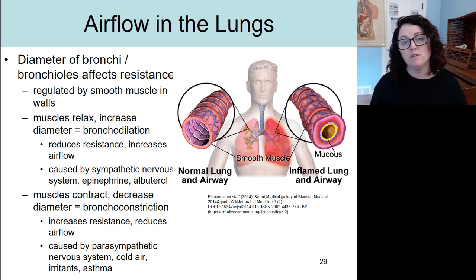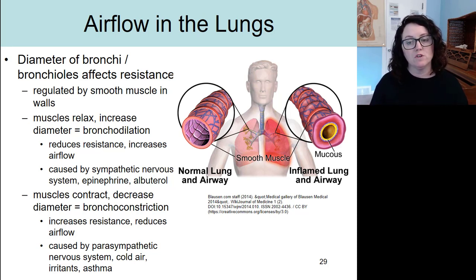The sympathetic nervous system can signal bronchodilation, and this is important for things like when we're exercising and we need to get more airflow into the lungs. Epinephrine is a hormone that's also released under the sympathetic response, and epinephrine will also cause bronchodilation. Albuterol is probably a drug that you've heard of, and albuterol is a drug that causes bronchodilation, so this is something that an asthmatic might use.